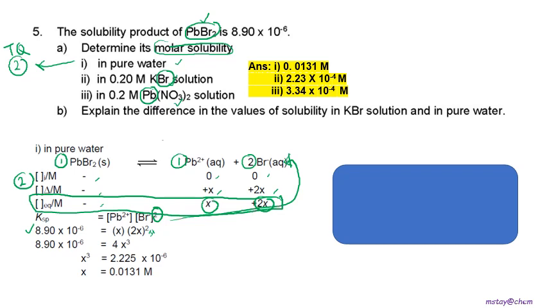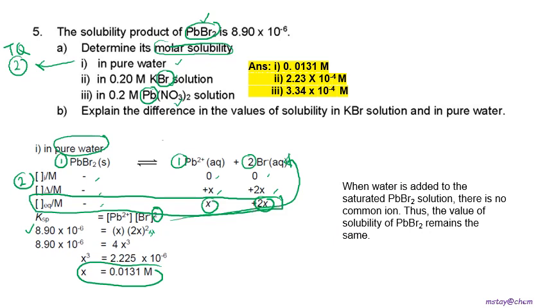Then press the calculator, and you will notice that the molar solubility of PbBr2 in pure water is 0.0131 molar. So do keep in mind that when water is added into the PbBr2 solution, there is no common ion, so the solubility will remain the same.